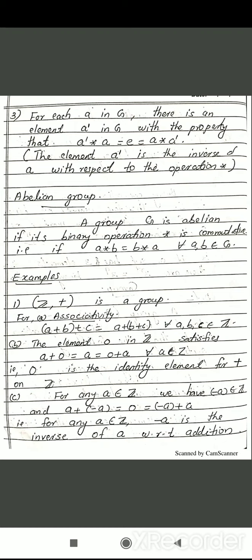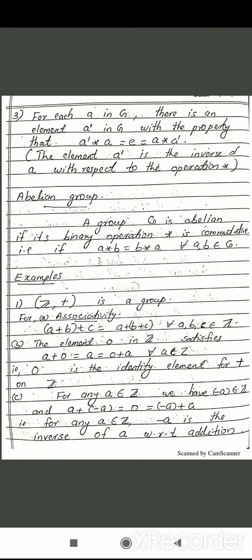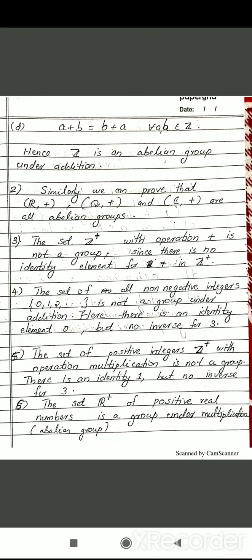And the third condition, for any A belonging to Z, we have minus A belonging to Z and A plus (minus A) equals 0 equals (minus A) plus A. That is, for any A belonging to Z, minus A is the inverse of A with respect to addition. Also, A plus B equals B plus A for all A, B belonging to Z. Therefore, Z is an abelian group under addition. Similarly, we can prove that R, Q and C under addition are all abelian groups.